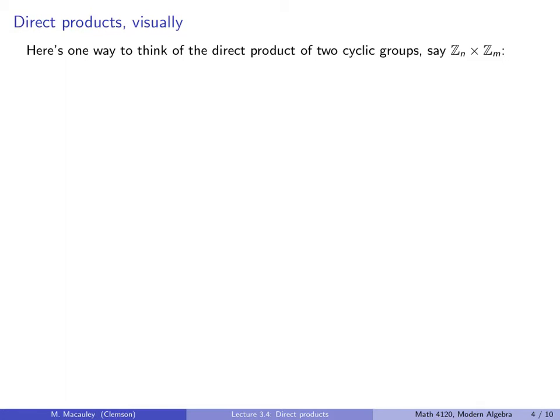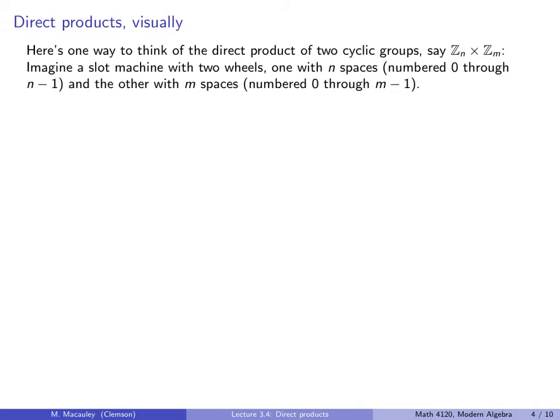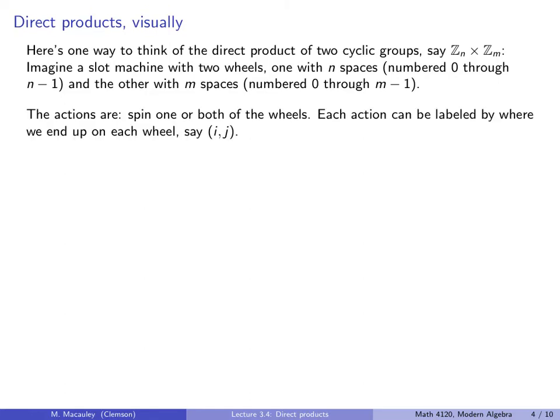Here's the second way that I want to present the idea of a direct product, and that is visually. Let me start with a simple example of cyclic groups. So suppose we have Zn cross Zm. Imagine a slot machine with two wheels, one with n spaces, numbered 0 through n minus 1, and the other with m spaces, numbered 0 through m minus 1. The actions, and when I say actions, I mean in our original sense of our unofficial definition, are spinning one or both of the wheels some number of times. So each action can be labeled by where we end up on each wheel, say (i, j). And so here's a picture of this.